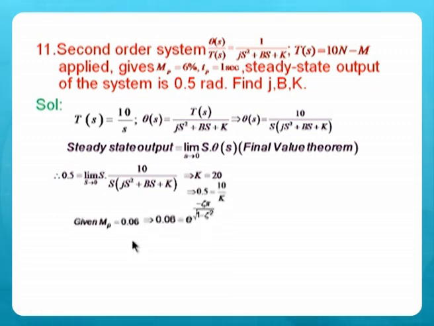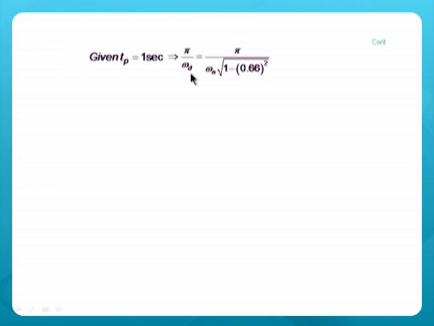Now the peak overshoot is also given in the problem. 6% means 0.06, that is equated to the expression e power minus zeta pi by under root 1 minus zeta squared. From this you can calculate zeta and it is 0.667. Remember, it is an underdamped system, and the peak time is also given as 1 second.